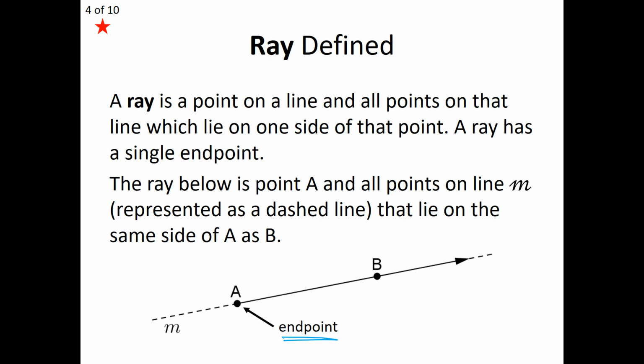You'll also notice that in our diagram below, we have a second point labeled point B. That's going to be important in how to name a ray. We'll see that in just a moment. That point B will be there to help us name the ray. Point A, however, is part of the definition of our ray. It's that endpoint, right? That point that's on a line. And then we choose all the points on one side of that line.